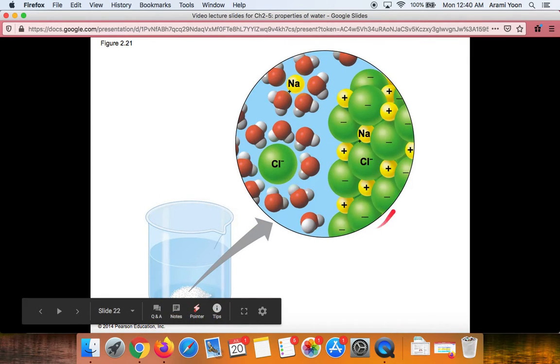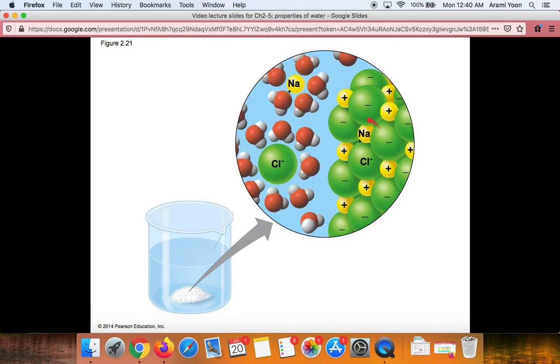Here's a salt crystal. It's got these negatively charged chloride ions and these positively charged sodium ions, so NaCl, table salt. And as you can see, if you're a negatively charged chloride ion, guess what's attracted to you? All of these little delta positive, or slightly positive charged, hydrogen atoms in the water molecules. If you're a positively charged sodium ion, guess what's attracted to you? All of the delta negative oxygen atoms in surrounding water molecules.